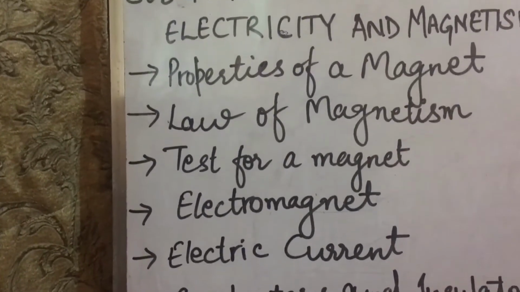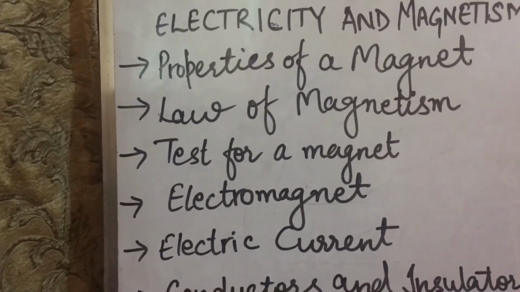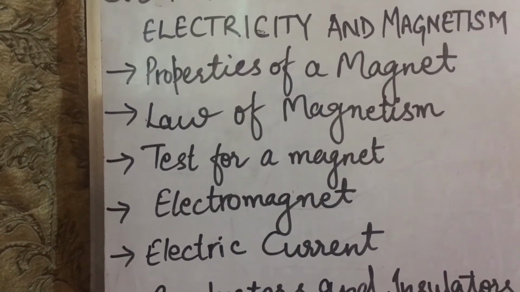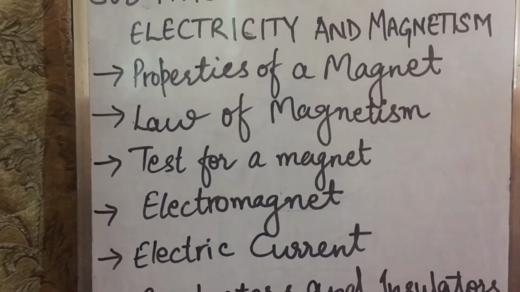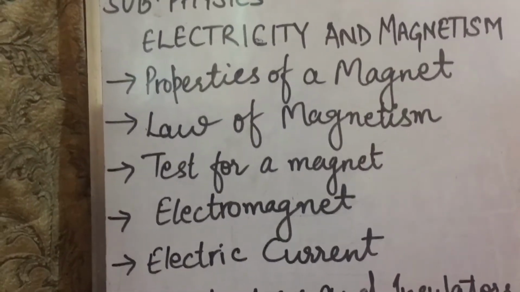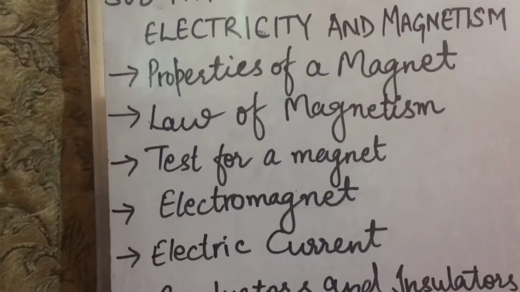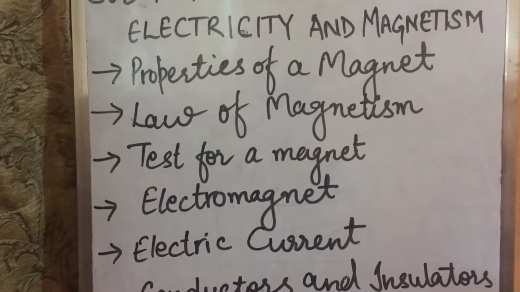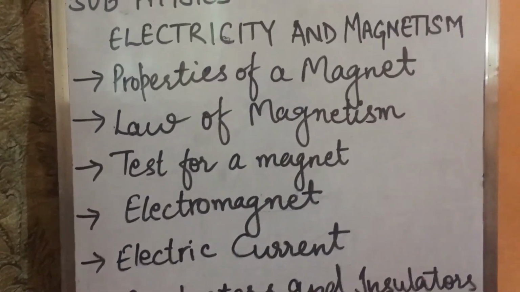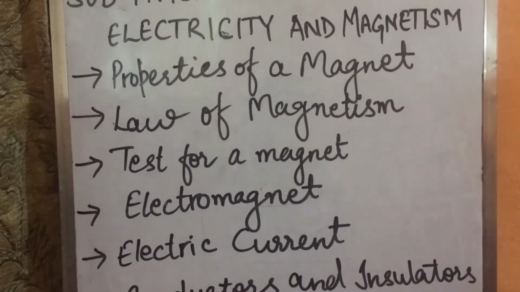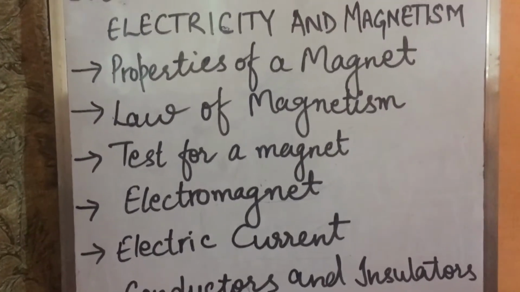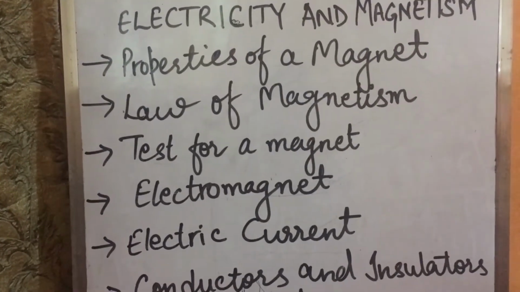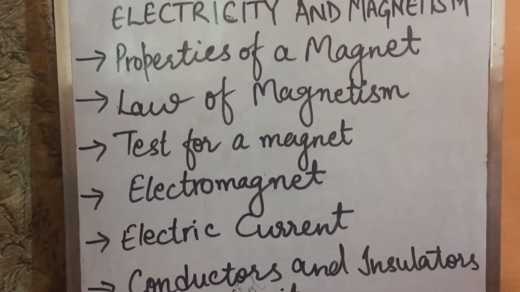The SI unit of electric current is ampere. Small a, m-p-e-r-e, or we can write it in symbolic form with a capital letter A. Electric current is said to be 1 ampere if 1 coulomb of charge flows per second. The direction of electric current is the direction of flow of positive charge or opposite to the direction of flow of negative charge.